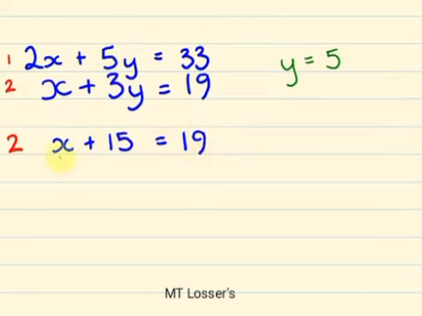Okay, what number do you add to 15 to get 19? It's 4. Okay, so x equals 4. And that's the second part of our answer. y equals 5, x equals 4. Yeah, hopefully you get that. Hopefully it's not too bad.